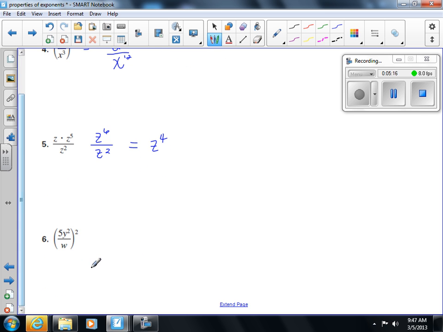All right, let's look at this next one. What will this be? We're raising each part to the second power. 5 to the second power, which is 25, y to the fourth over w to the second. Now, can I simplify anything there? Are these the same? No, they are not. So I'm simplified.